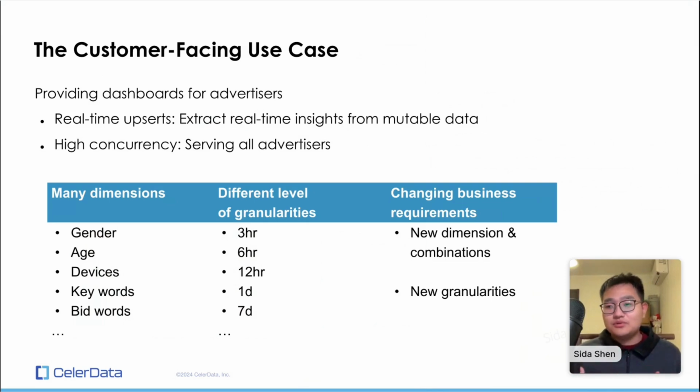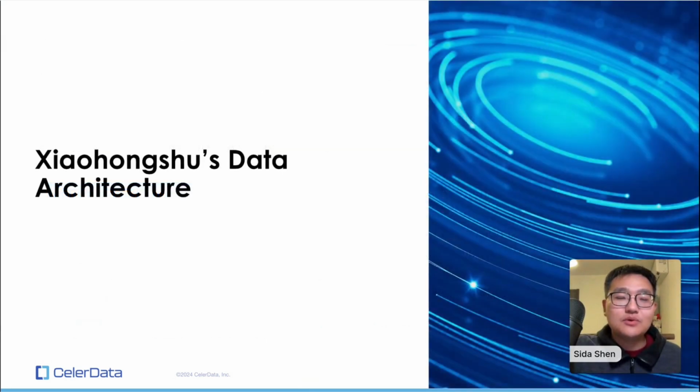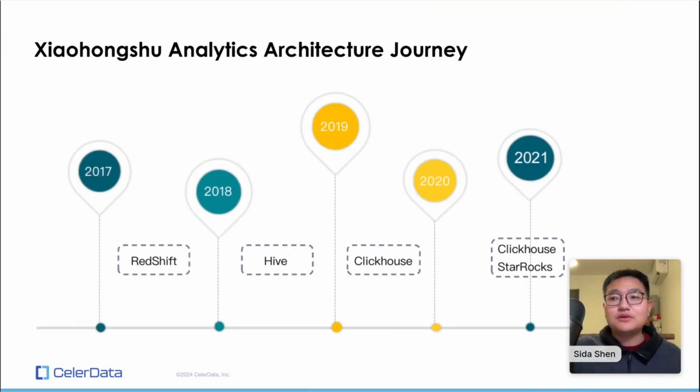And also, new granularities come out, new requirements all the time, right? So similar requirements. And so let's talk a little bit about their data architecture, right? So it all started around 2017, right? So back then there wasn't that much data and there weren't that complex of requirements, right?